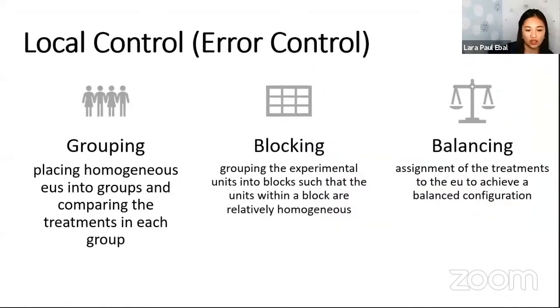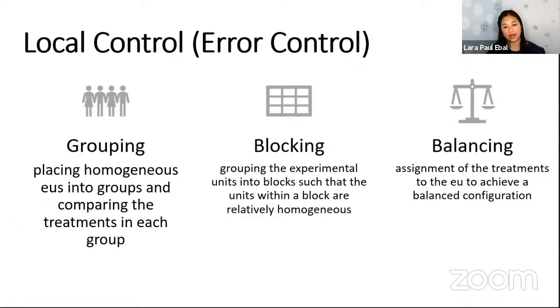So what are grouping, blocking, and balancing? Grouping is placing the homogeneous experimental units into groups and comparing the treatments in each group. As you can imagine, we group the experimental units of the same characteristics or the same condition. Then blocking, grouping experimental units into blocks such that the units within a block are relatively homogeneous. We make sure that in a certain block, all the experimental units inside are of the same condition.